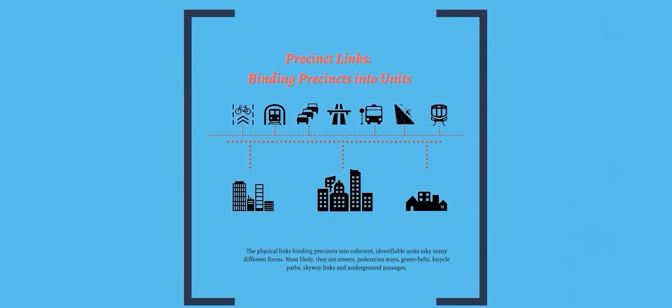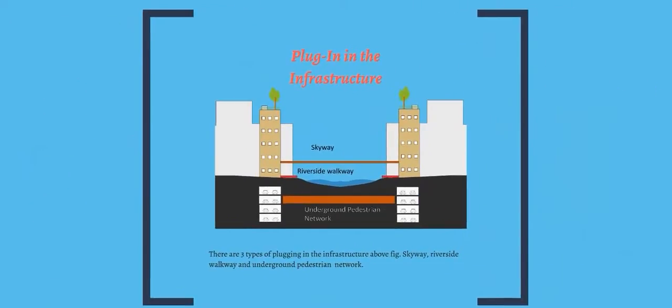Precinct links, binding precincts into units. The physical links binding precincts into coherent, identifiable units take many different forms. Most likely, there are streets, pedestrian ways, green belts, bicycle paths, skyway links, and underground passages. Plug-in in the infrastructure. There are three types of plug-in in the infrastructure in the above figure: skyway, riverside walkway, and underground pedestrian network.